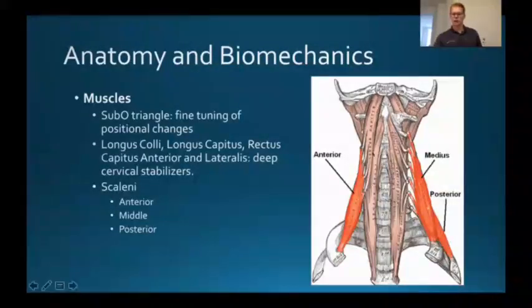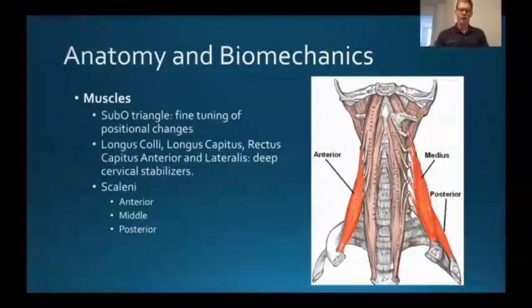Other muscles that aren't highlighted in the picture, but you can see, are the longus colli, the longus capitis, the rectus capitis anterior and lateralis. These are going to be our deep cervical stabilizers, or our deep neck flexors. Those ones that run right along the spine are the muscles that are really going to help keep our neck long, and prevent any sort of buckling or hinging that eventually tends to lead to pain.